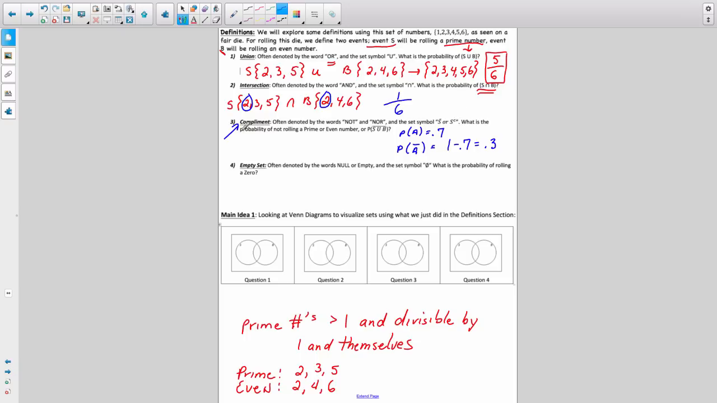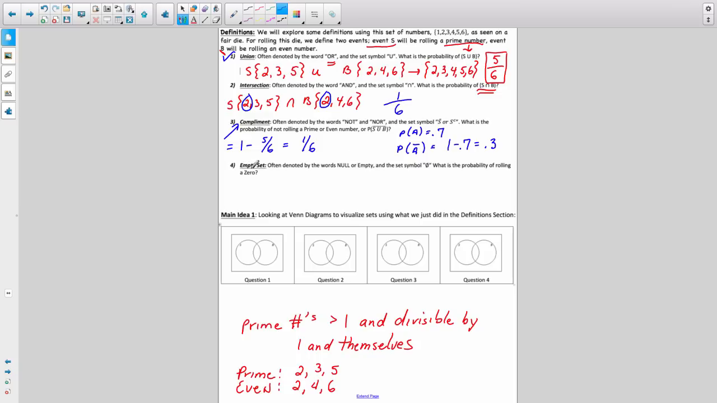So what are we asking here? What's the probability of not rolling a prime or even number? So the probability of not prime or even. So I think we've already done prime or even. Let me just take a look. Yeah, we did it right here with number 1. So we can say that it's equal to 1 minus 5/6 or 1/6. It's that easy.